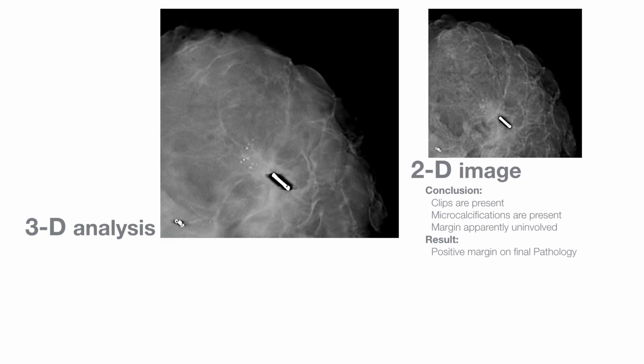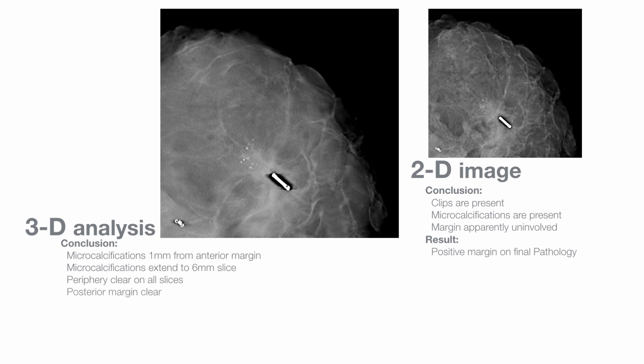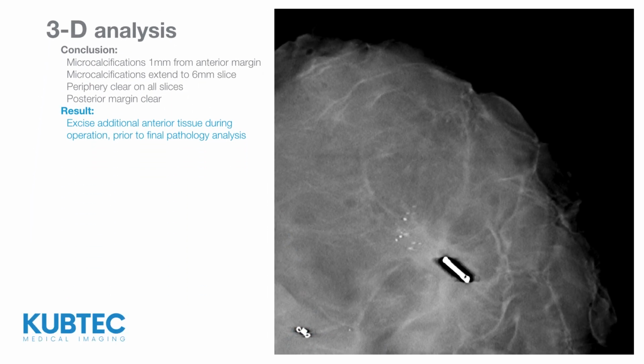Using 3D tomosynthesis imaging, however, the surgeon would conclude that the microcalcifications are only 1 mm from the anterior margin. The microcalcification extends to the 6 mm slice. The periphery is clear on all slices, and the posterior margin is clear. As a result, the surgeon can excise additional anterior tissue during the procedure prior to final pathology analysis.